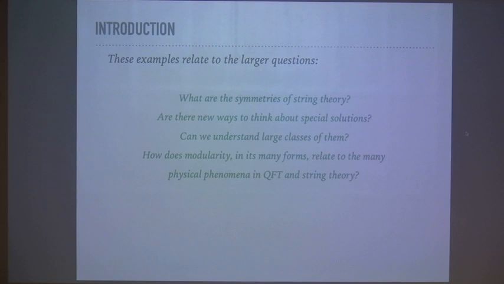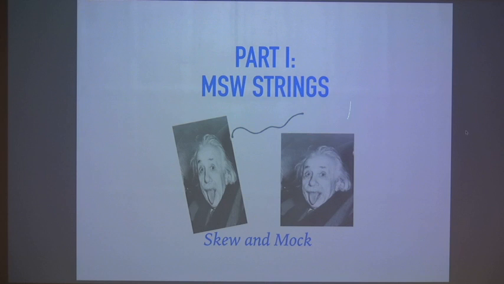Okay, so with that, let me start by talking about my first physical example, which is that of MSW strings. In this part of the talk, two objects which you've heard about in the previous talks will appear, the first being skew holomorphic Jacobi forms, and the second being Mock modular forms. So let me remind you of the basic physical setup.